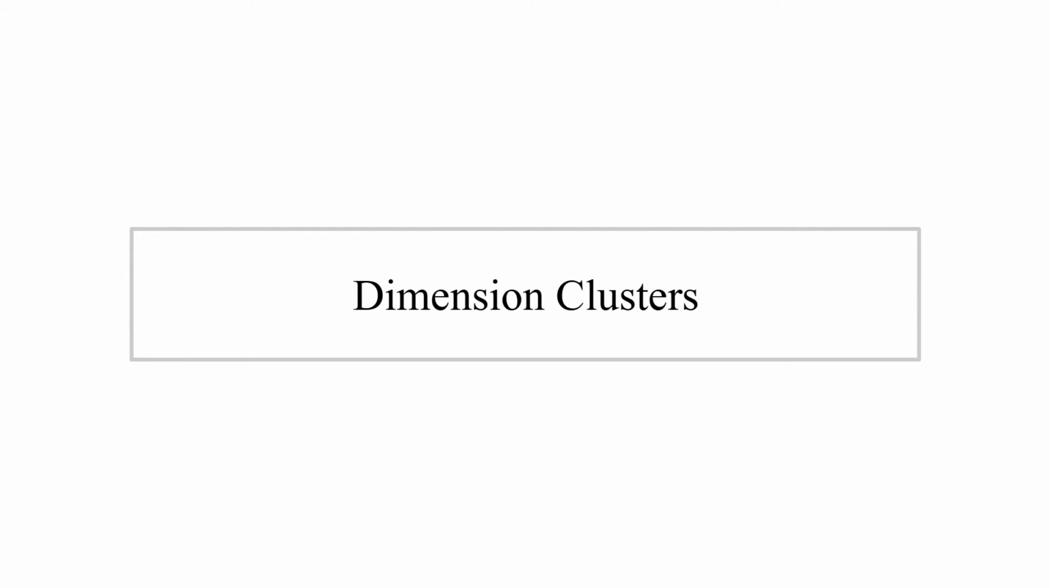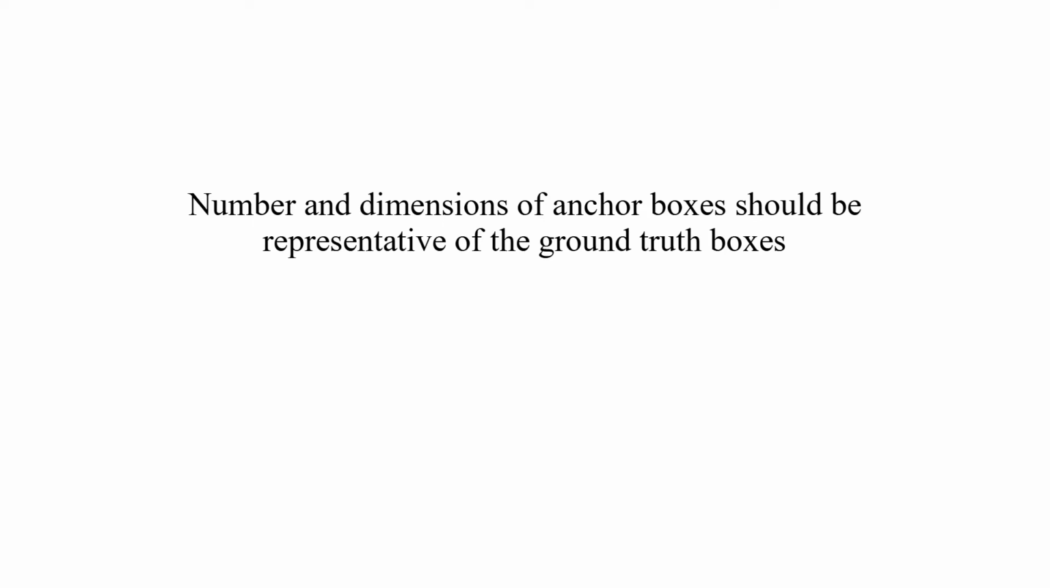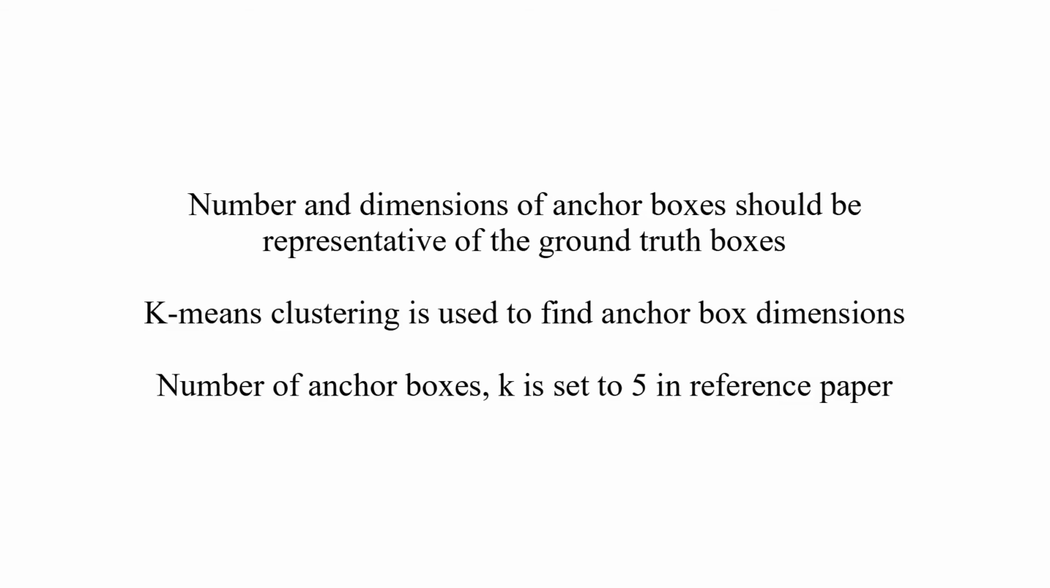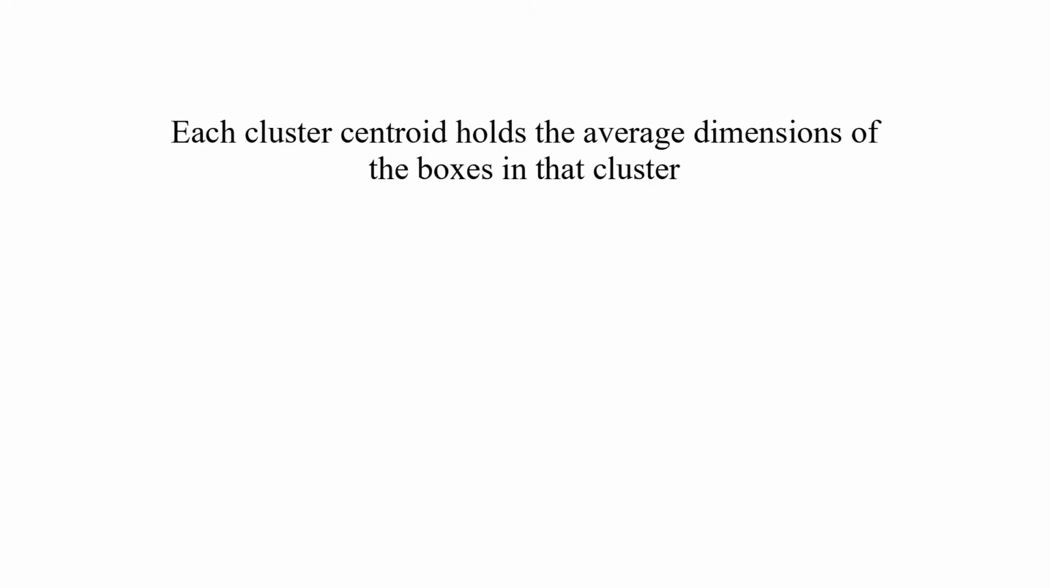Dimension clusters. Number and dimensions of anchor boxes should be representative of the ground truth boxes. K-means clustering is used to find anchor box dimensions. Number of anchor boxes K is set to 5 in the reference paper. Each cluster centroid holds the average dimensions of the boxes in that cluster.